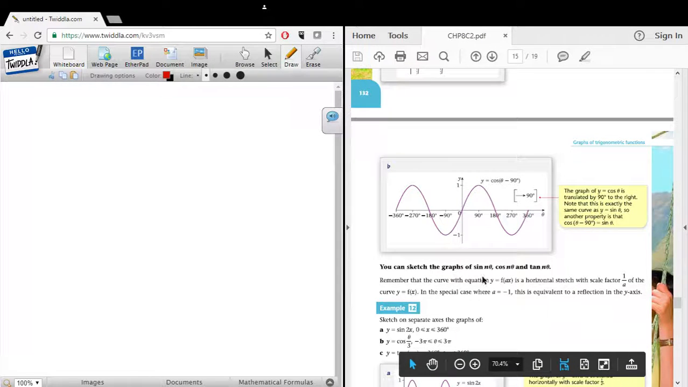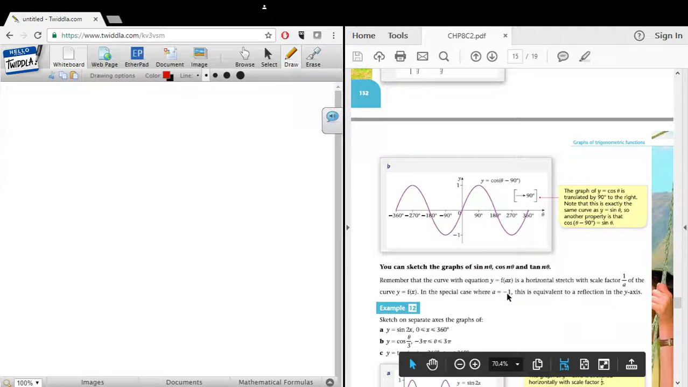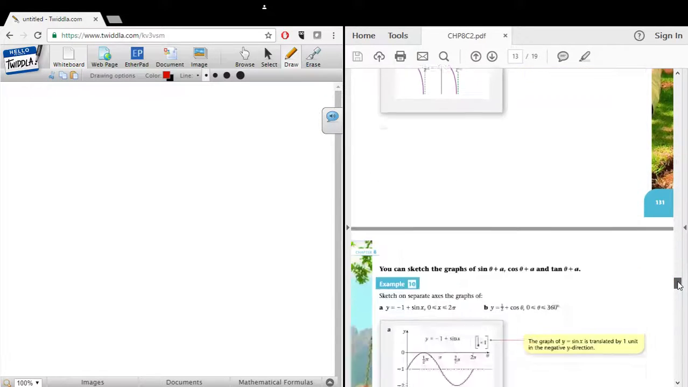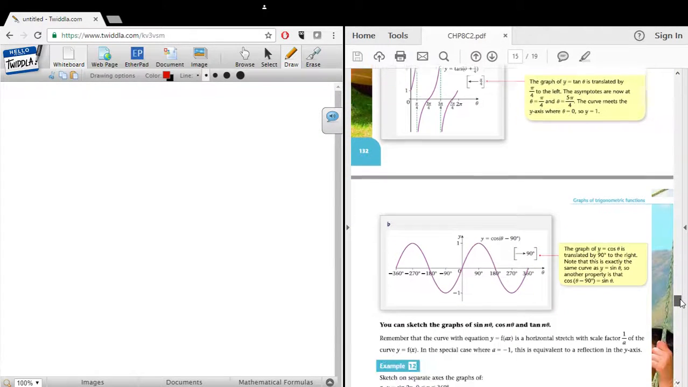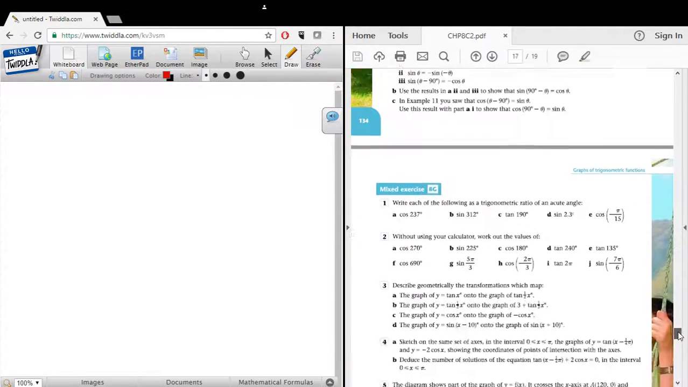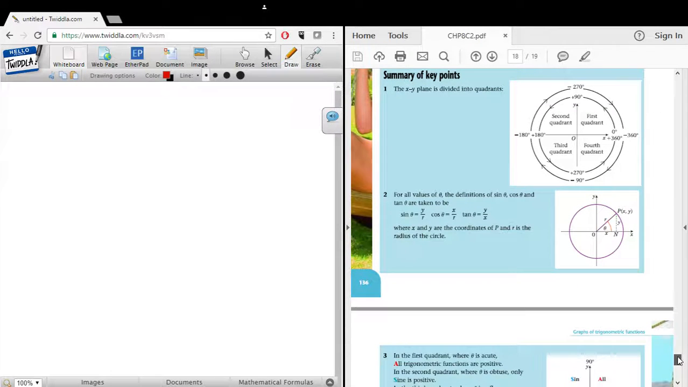appreciating this rule. So we have the scale factor of 1 over a when we have this equation, and in the special case where a is -1, this is equivalent to a reflection in the y-axis. An example of this that we saw was with this question here where we had minus tan theta. And so you have some other examples that you can work out through here, and then we come on to the mixed exercises.